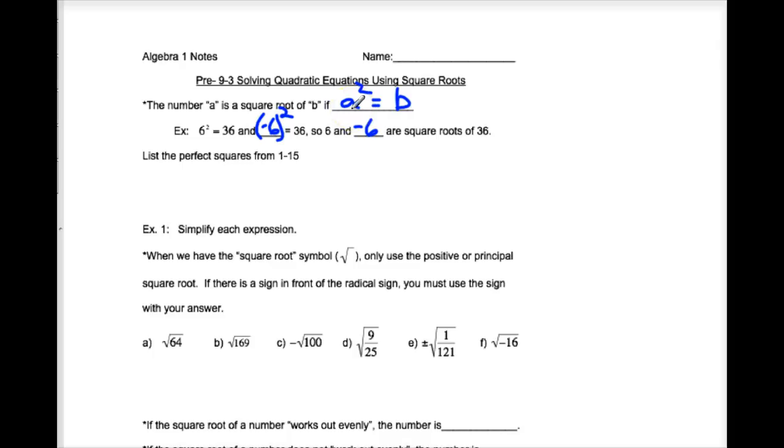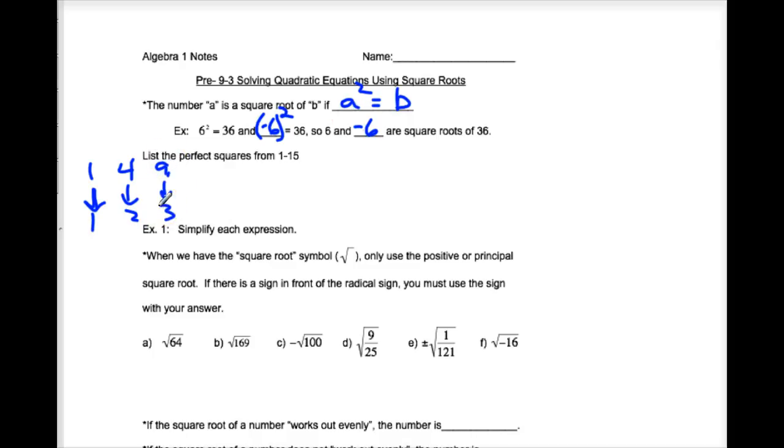Your job is to memorize the first 15 perfect squares, okay? But let's do this in order. What's the square root of 1? 1. What's the next perfect square after 1? It ain't 2. 4. What's its square root? 2. Catch on to the pattern. What's the next perfect square after 4? 9. Square root of 9 is 3.